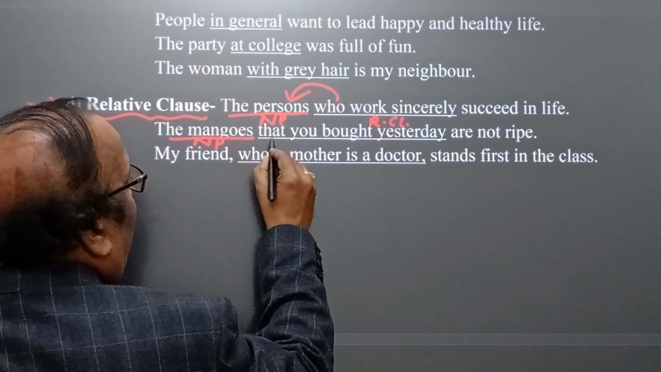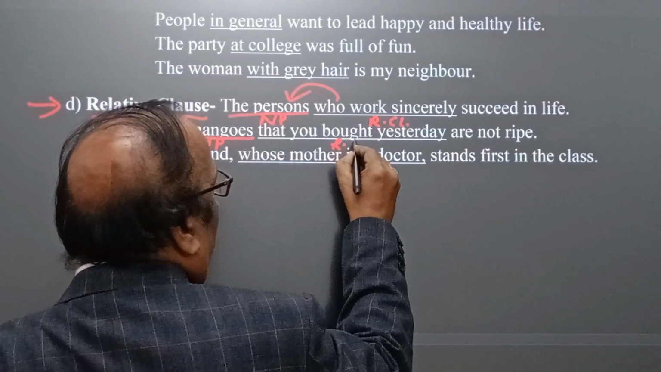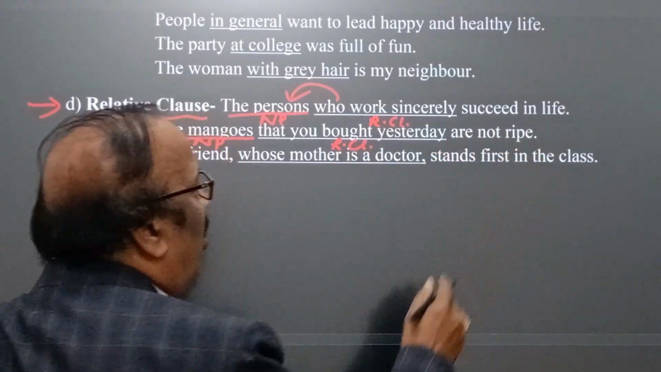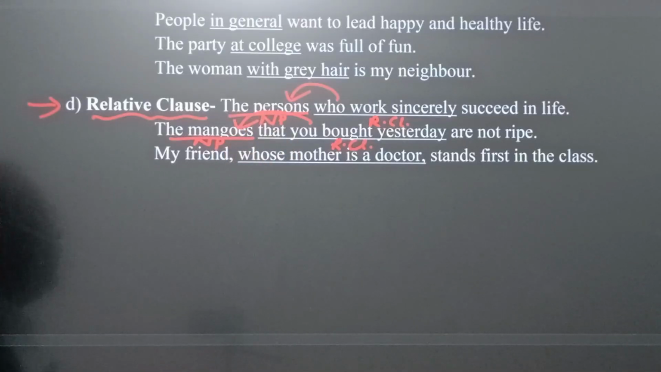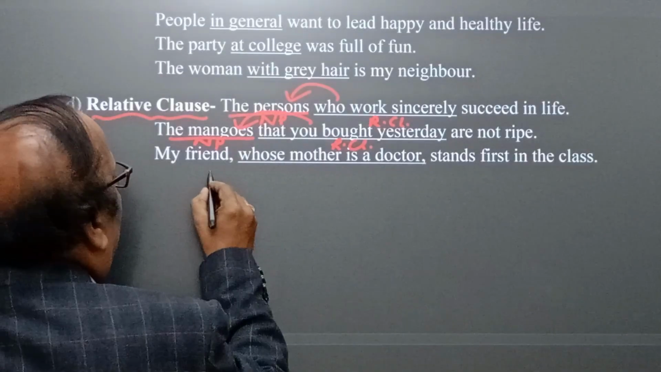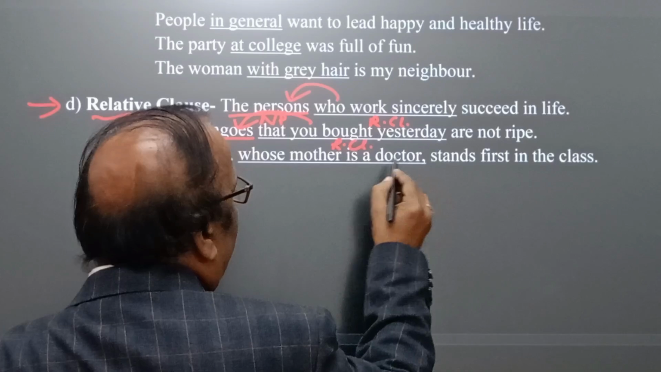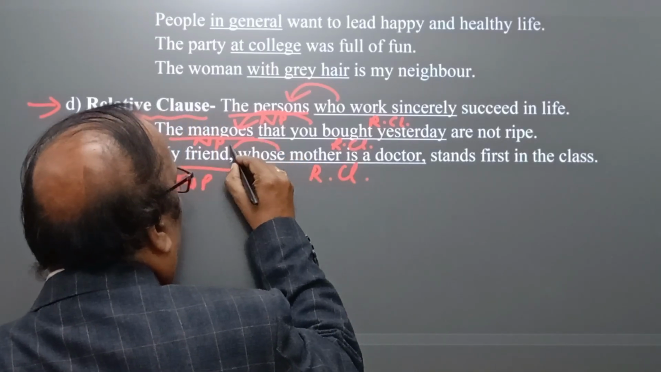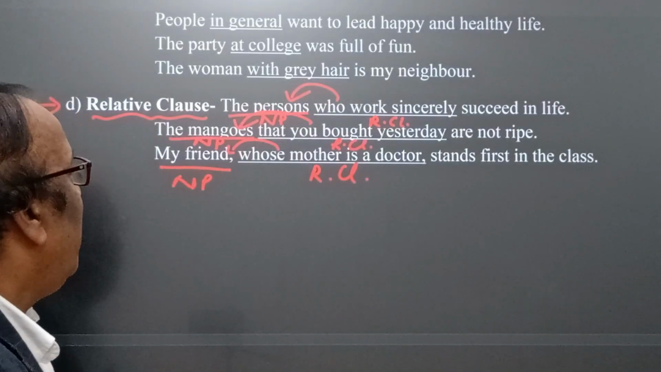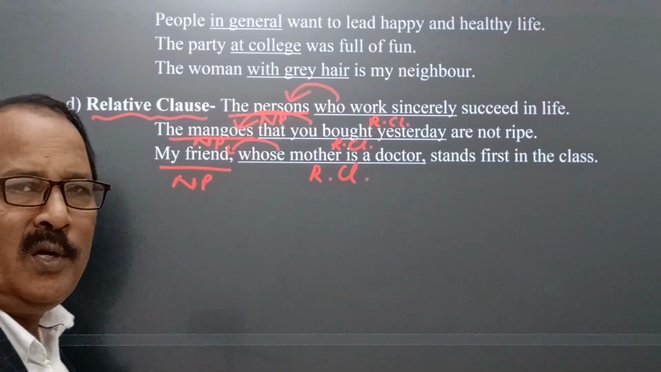The mangoes that you bought yesterday are not ripe. Here the relative clause qualifies the mangoes, remaining after it. My friend, whose mother is a doctor: here "my friend" is the noun phrase, "whose mother is a doctor" is the relative clause, and this also qualifies my friend. My friend whose mother is a doctor stands first in the class.